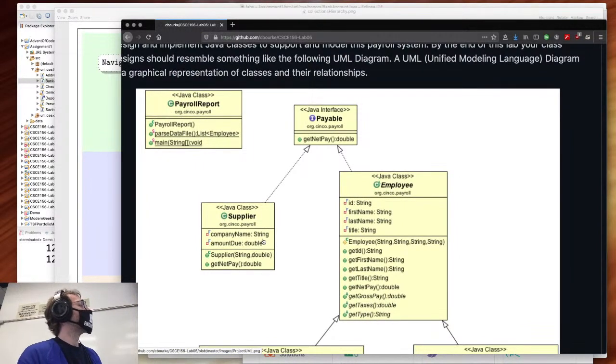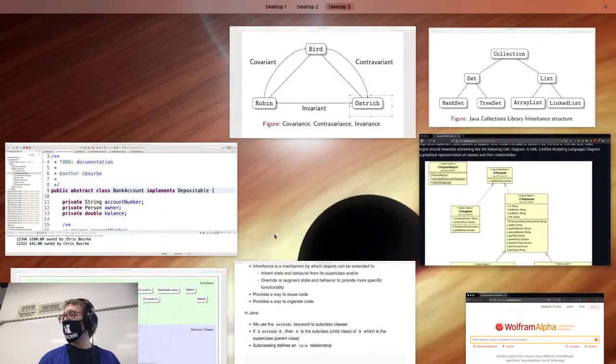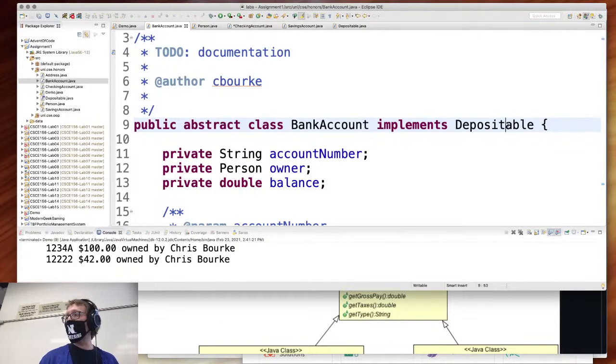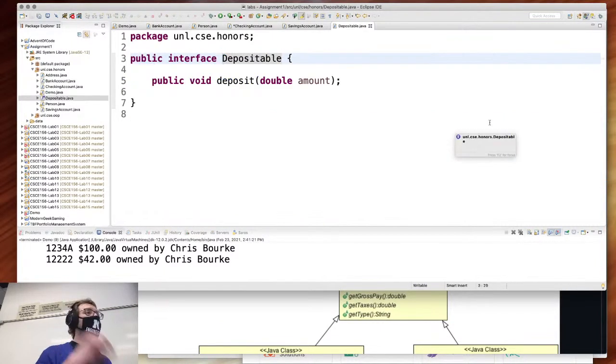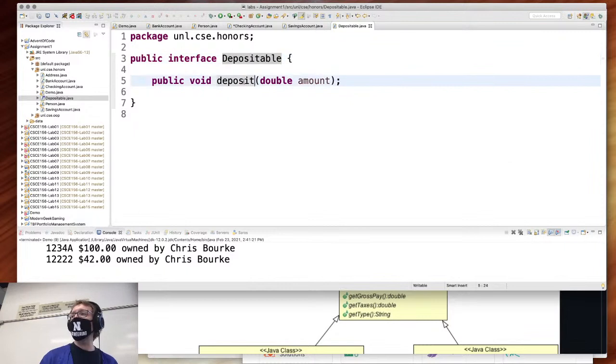I still don't get, like, is an interface basically just like a description? An interface is like a prototype in C. An interface says that if this class is payable, then it has to have this get net pay method. And if it doesn't, then compiler error. Right? The interface that I made over here, depositable, says that if this class is depositable, it has to have a method named deposit that doesn't return anything and takes a double as input.